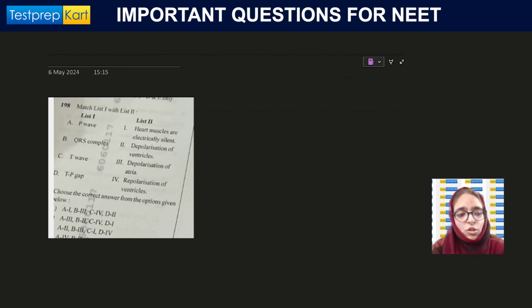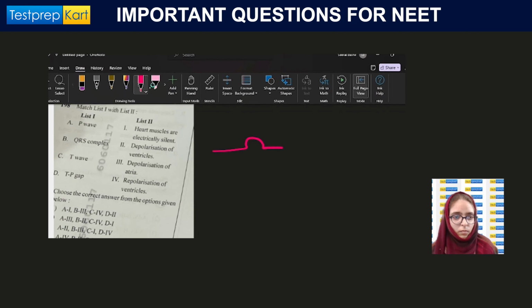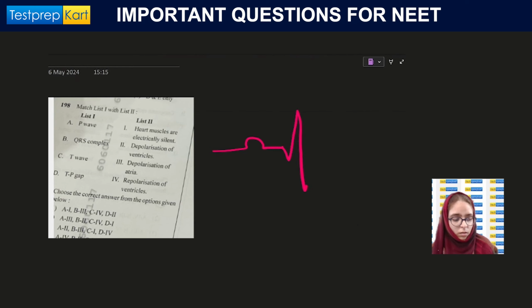Now, first of all, we will see what is this P wave. P wave is the one which represents the electrical depolarization of atria. If we see it diagrammatically, it's like this. This one is our P, this is R, this is Q, this is S, and this one is T.